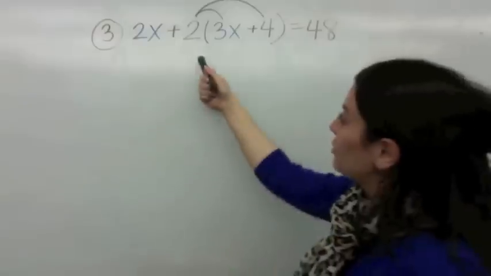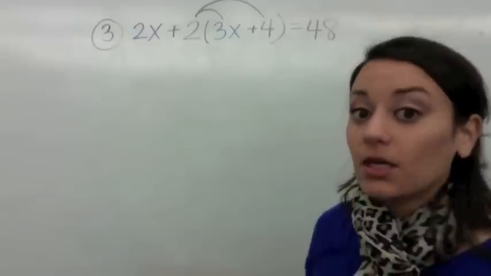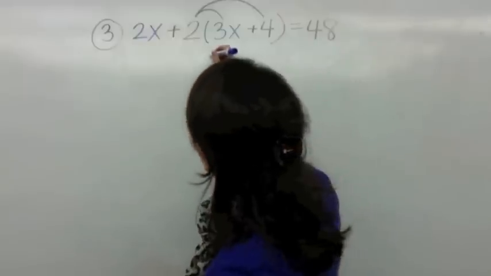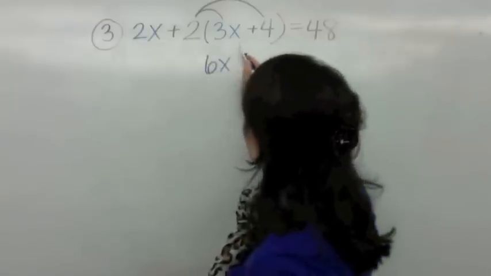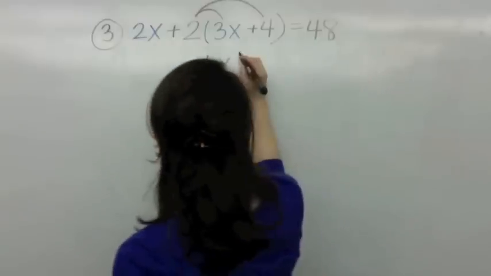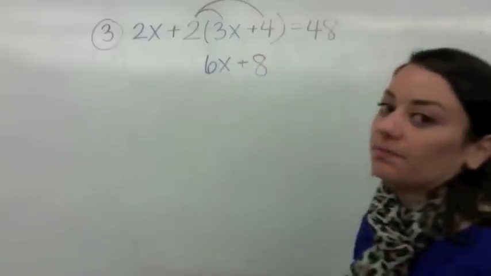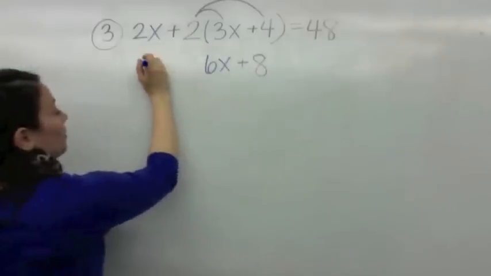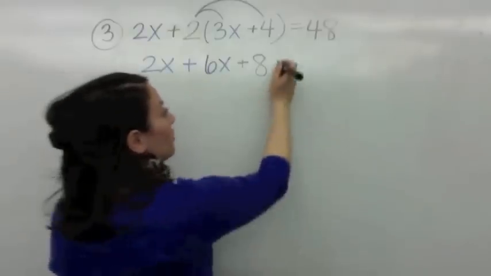Very good. So you're going to distribute or multiply 2 times 3x and 2 times 4. All right, so what is 2 times 3x? We just talked about it in the last example, right? 2 times 3x, you just multiply the 2 times the 3 and keep the x. So it is 6x. Very nice. And what about 2 times 4? 2 times 4 is? 8. All right, good. So now that you distributed, you could bring down the 2x. And remember, this is a positive 6x. And you could also bring down the 48.